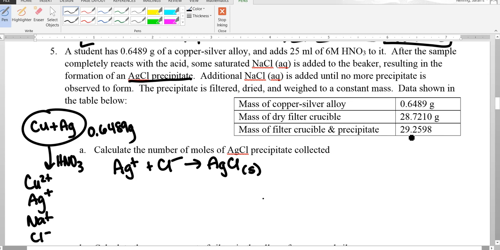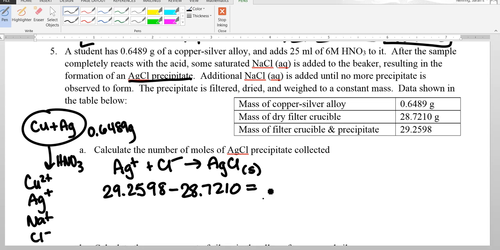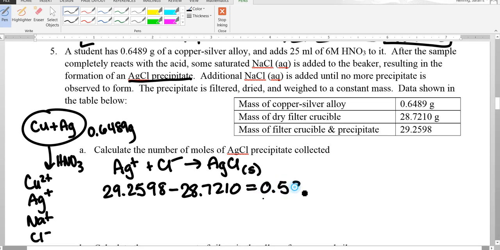So this is just a matter of looking at our data table. The precipitate plus the crucible weighs 29.2598, and the crucible alone weighs 28.7210. So the mass of the precipitate alone, if I'm looking at my calculator, would be 0.5388. That is the grams of my precipitate. And I'm trying to find moles, so I need to do a calculation here.